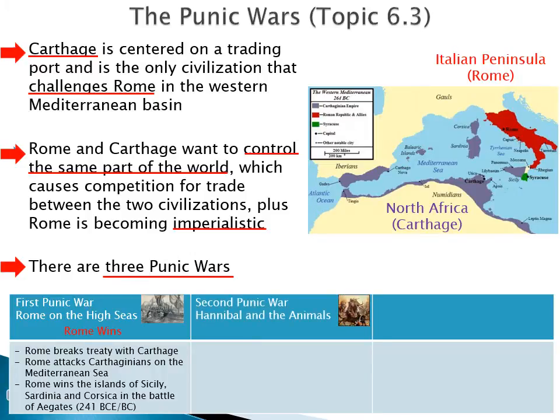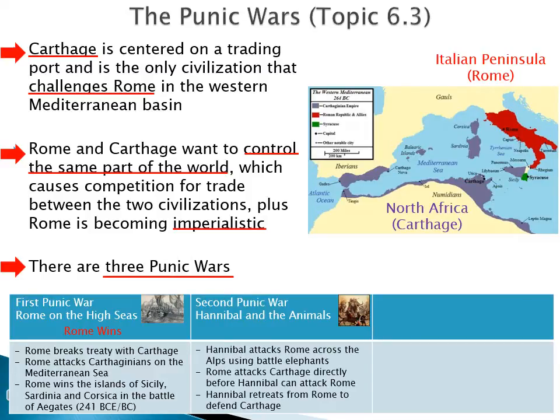The Second Punic War is Hannibal and the animals. Hannibal attacks Rome across the Alps using battle elephants. Rome attacks Carthage directly before Hannibal can attack Rome, and Hannibal retreats from Rome to defend Carthage. So, Second Punic War, Rome wins.